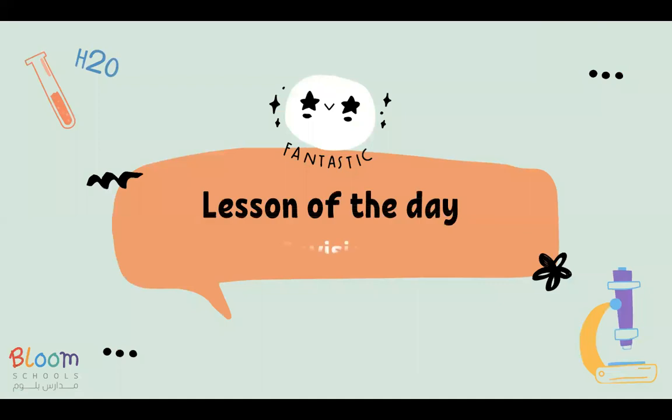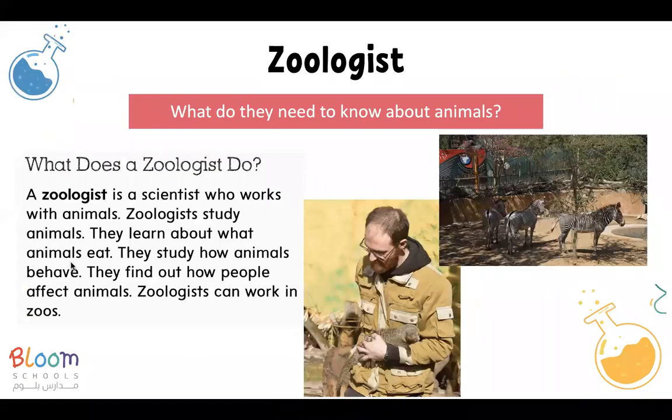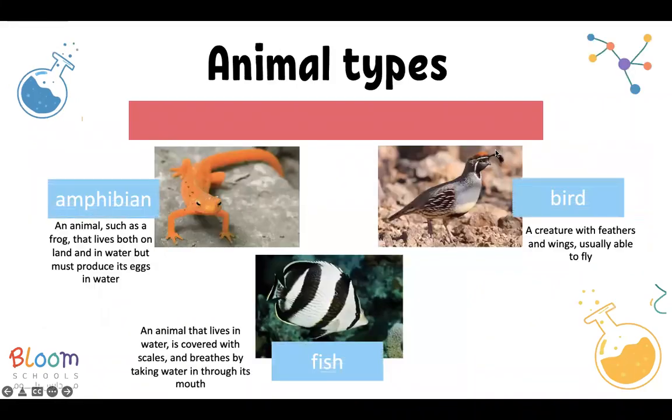This is a revision lesson for what we've learned so far. So what is a zoologist and what do they do? A zoologist is a scientist who works with animals. Zoologists study animals and they learn what animals need to eat, how to take care of them, and how humans affect the animals. And they work at the zoo.